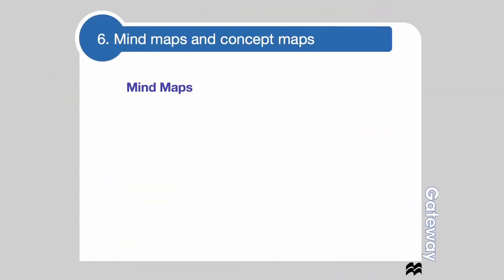Two great tools for studying are mind maps and concept maps, but they are used for very different purposes. Let's have a look now at the main differences between those two. Mind maps essentially use images. A mind map is a pictorial diagram of what you need to remember.